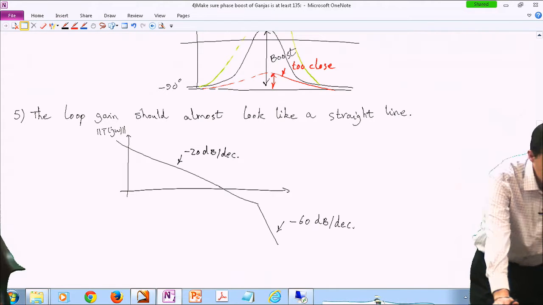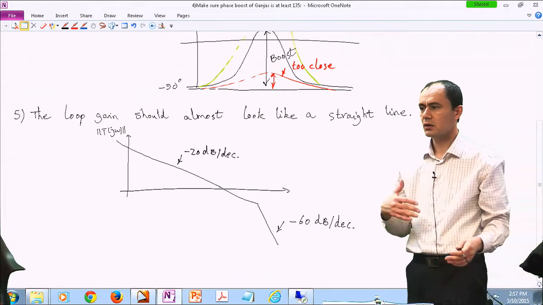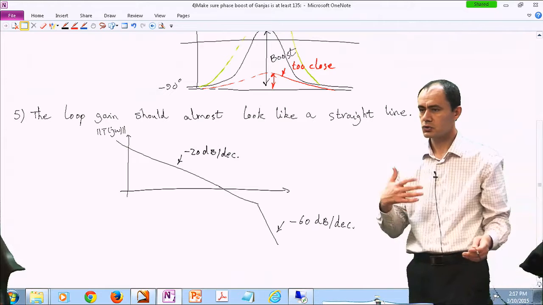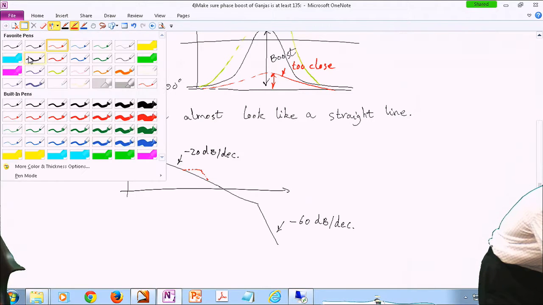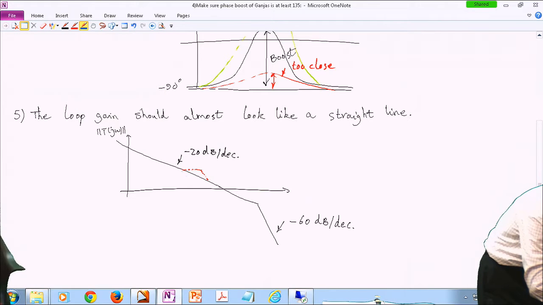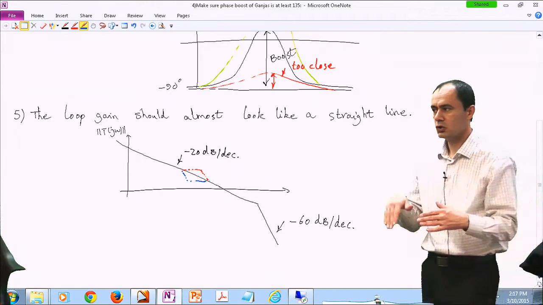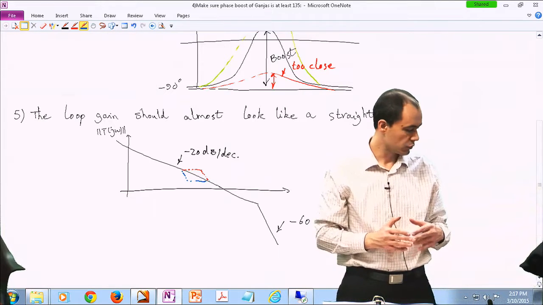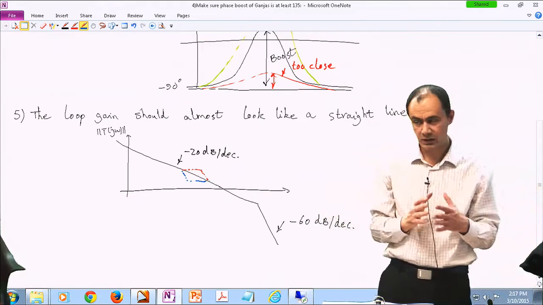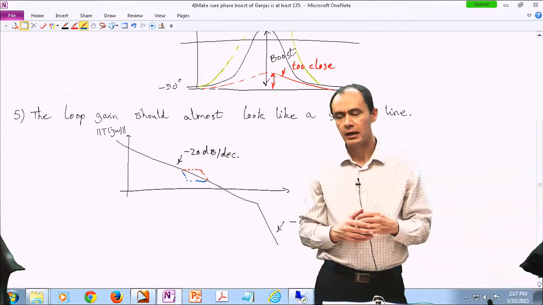Now it depends on if your zeros are identical or different, or are they real numbers or complex numbers. You may end up with a little bit of a step over here, and then it goes down, or you may end up with a negative step over here, and it goes down. But overall, the idea is your loop gain should almost be a straight line, and then you cross the gain of 0 dBs or 1 at only one point.